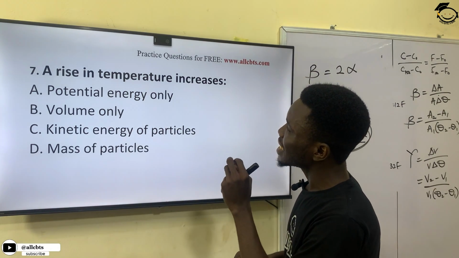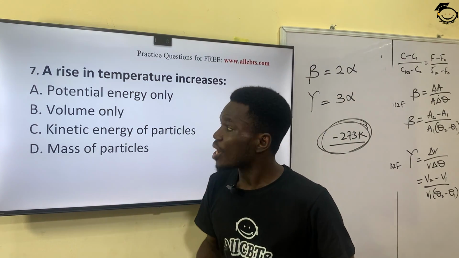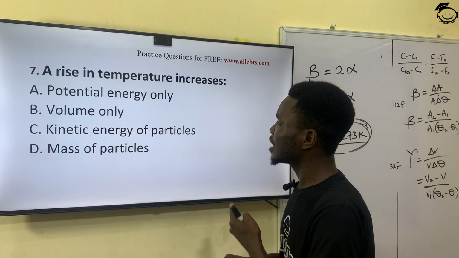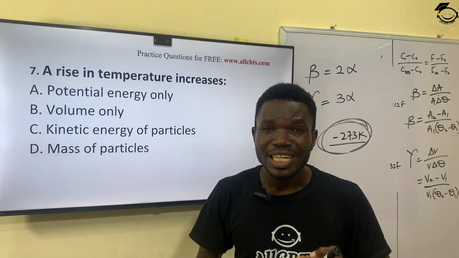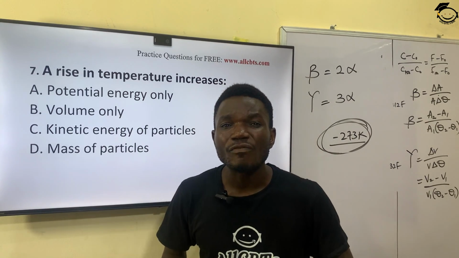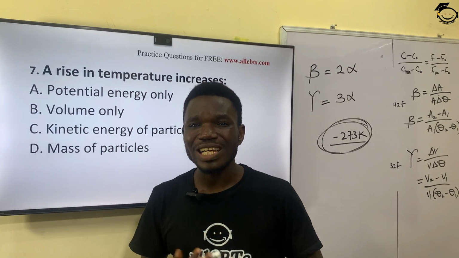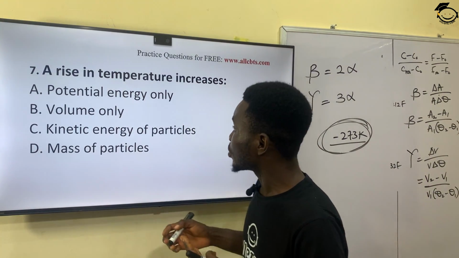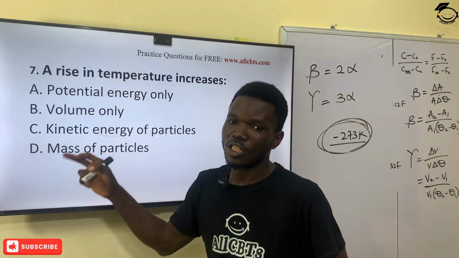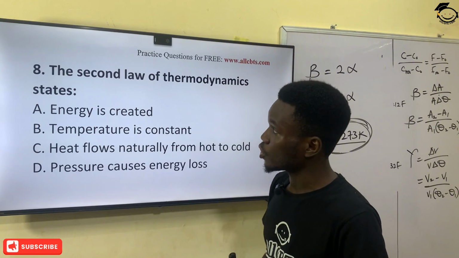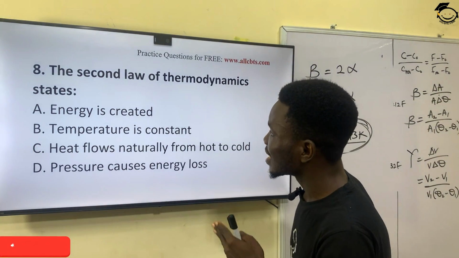A rise in temperature increases the kinetic energy of particles. Whenever you increase the temperature of a body, the particles within that body will start vibrating at higher energy rates, so they will start moving faster. So a rise in temperature increases the kinetic energy of particles. That is option C. Moving on to question number 8, it says the second law of thermodynamics states that what?